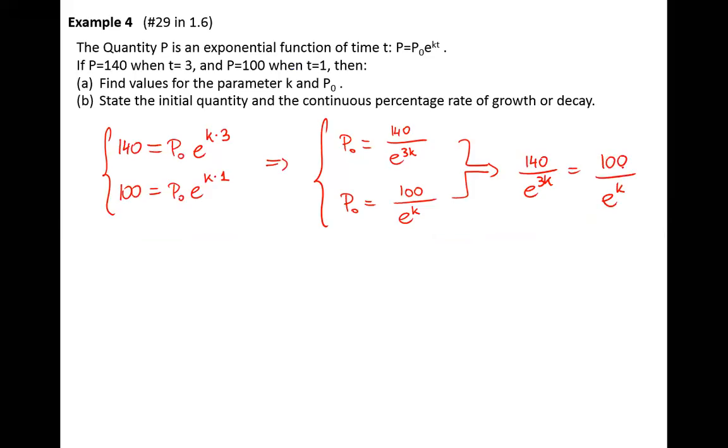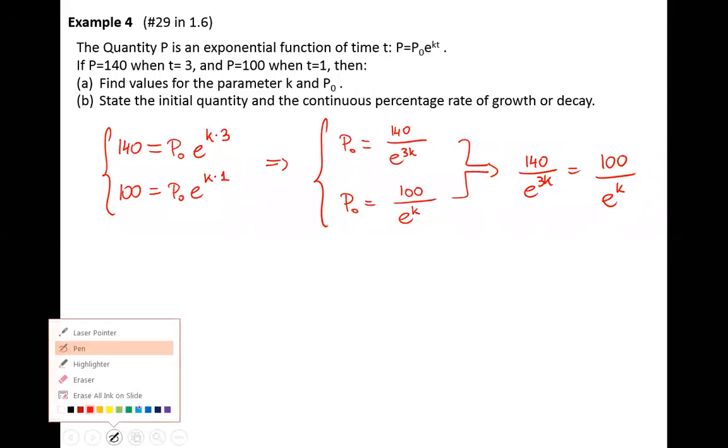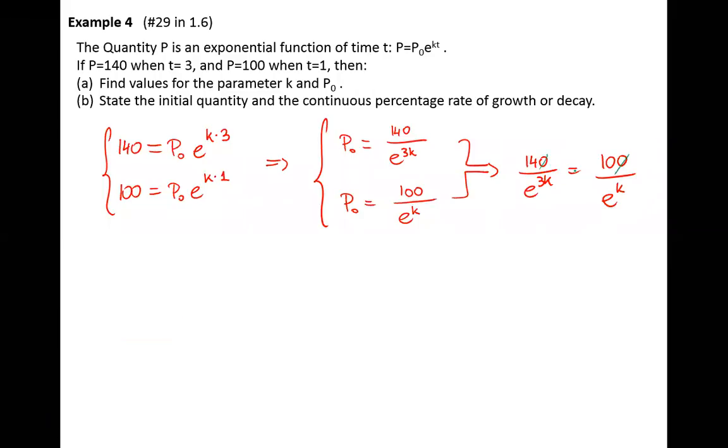Okay, 140 over e to the power of 3k equals 100 over e to the power of k. I can cross multiply, but maybe I can divide by 10 at least. Dividing by 10, one zero on both sides is gone. Cross multiplying, I will get 100 times this, 14 times this. I can divide by 10, 1.4, and I can divide by e to the power of k.